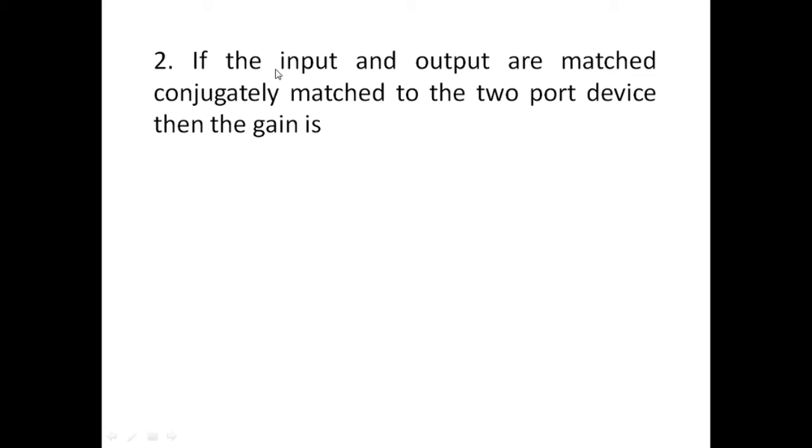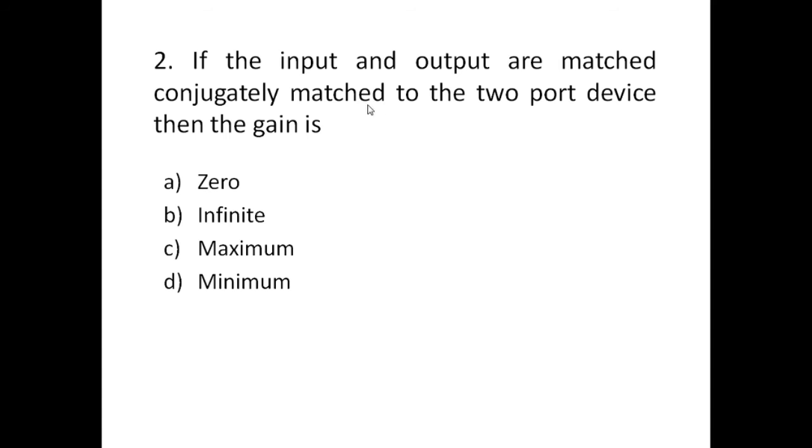Now the second question is, if the input and output are matched conjugately to the two-port device, then the gain is: 0, infinite, maximum, or minimum. I told you one formula, maximum power available from the source equals maximum power delivered to the load when gamma L equals gamma S complex conjugate. Due to this conjugately matched nature, we will get maximum gain. So the answer is maximum.